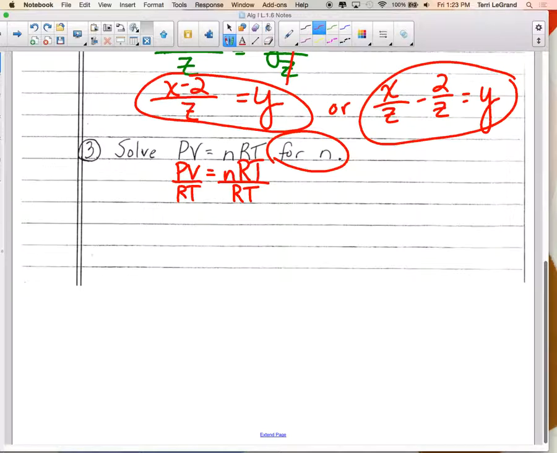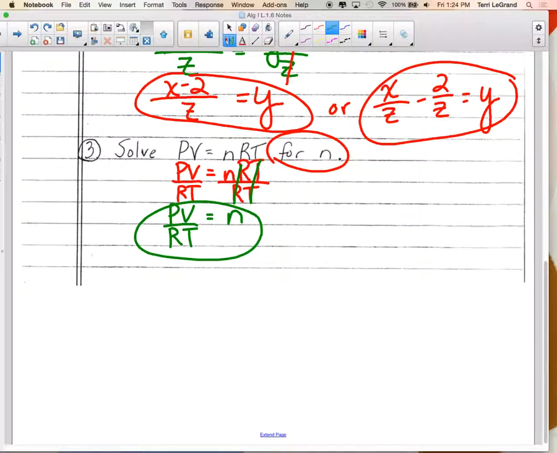Because there is no addition or subtraction going on upstairs, no addition or subtraction going on downstairs. It's straight multiplication everywhere, so I can do some canceling. R's can cancel. T's can cancel. We have n by itself. Can I do anything with that PV over RT? No way. There's our answer. Now I have to show you something that I'm not going to accept.